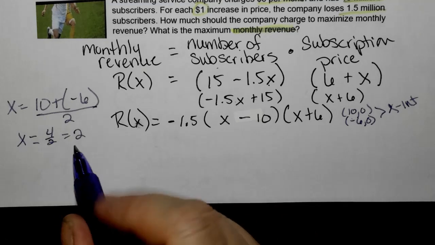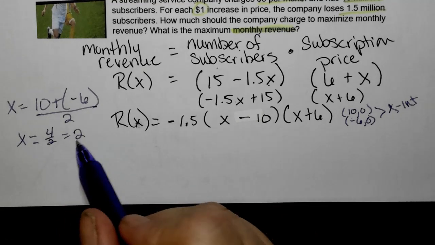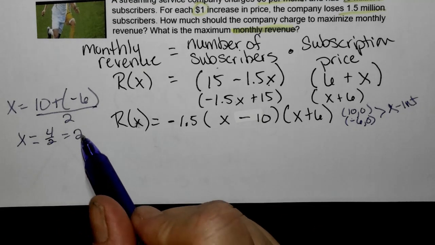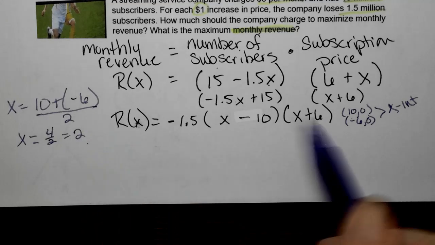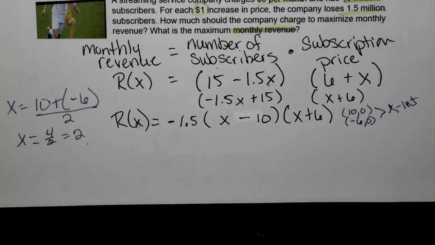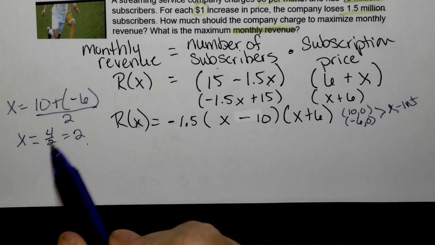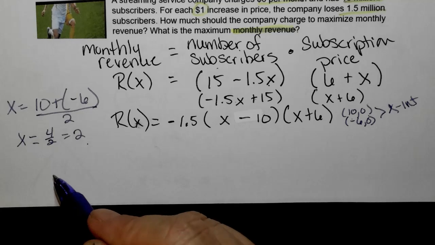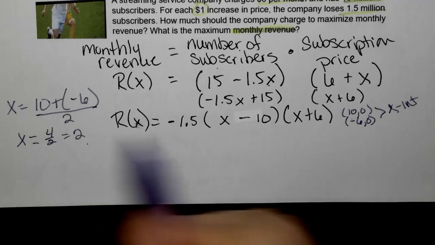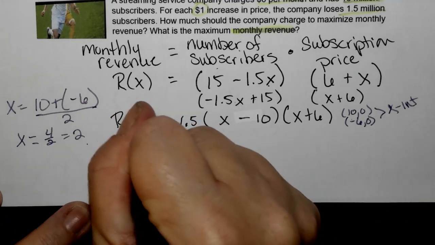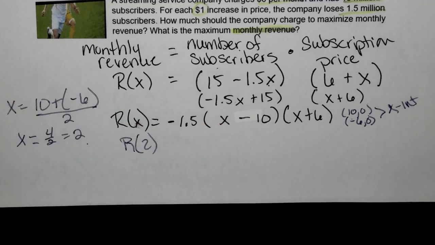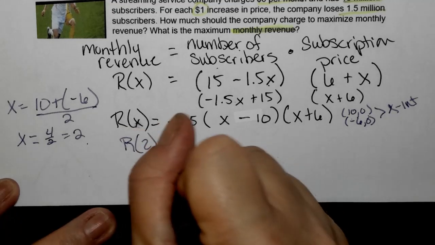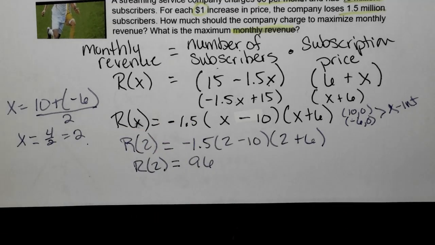So what does this mean? That means that at my maximum monthly revenue, each subscription would be $2 plus my original $6. So the subscription would be $8. That would be our cost. Now we take this 2 and plug it into the equation to find our y value, our maximum revenue. So we plug in 2 for X. You solve it, you get 96.